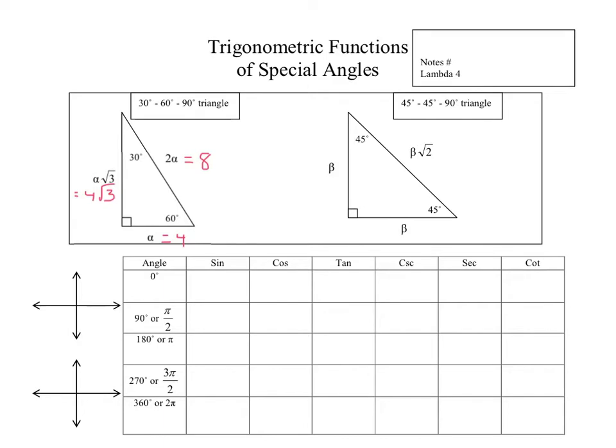Quick example with numbers. Let's say that beta was 8. That would make this beta also 8. It would make this 8 square roots of 2. If you know those facts, the 45-45-90 and the 30-60-90, you can do lots and lots of problems.